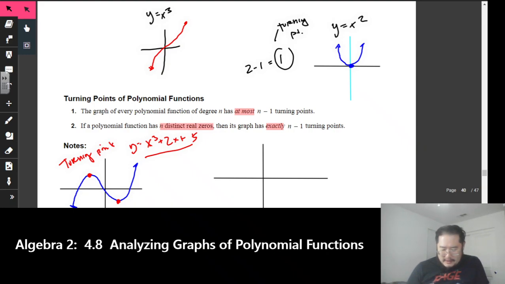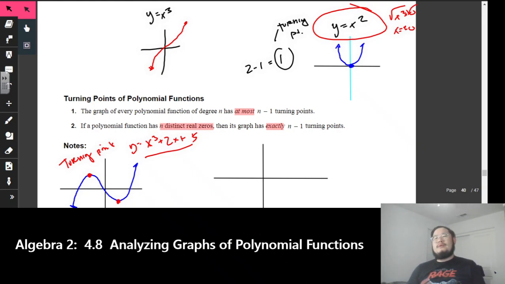But let's take a look at this one right here. Once again, our good old faithful y is equal to x squared. Well, do I have a distinct zero? If I take x squared and set it equal to 0, I go ahead and square root both sides. X is equal to plus or minus 0 or just 0 itself. You see how this is a distinct 0. It's 0, a nice number, a whole number. Well, we have exactly one turning point because we take 2 minus 1.